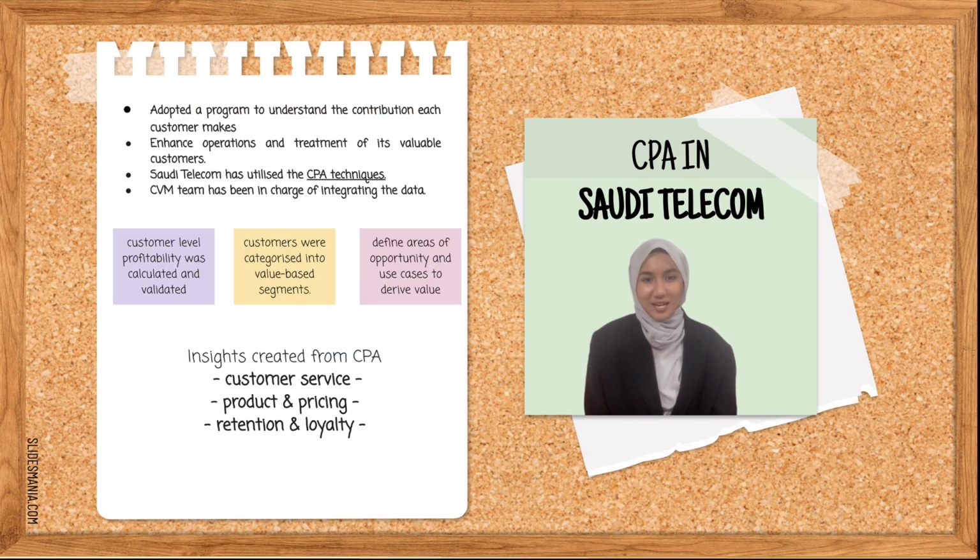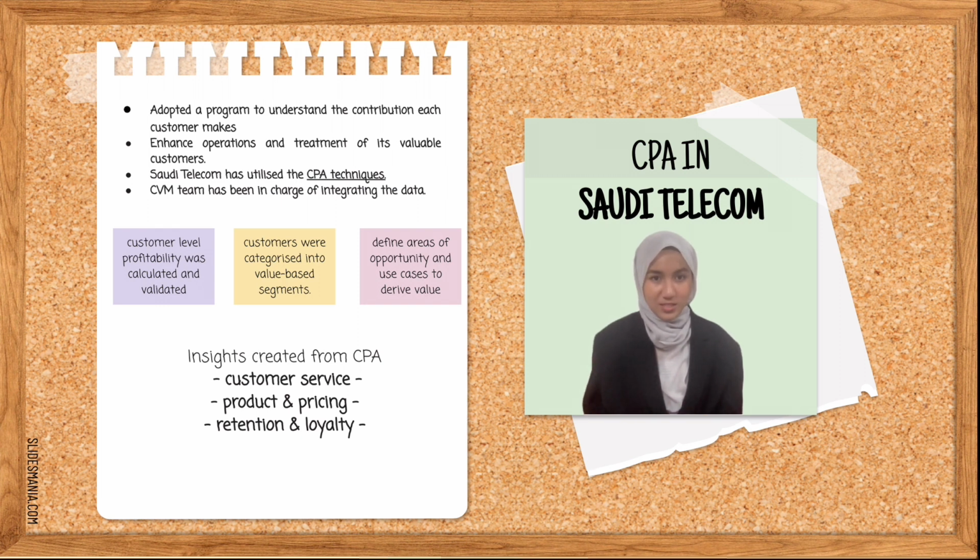Next, to further discuss the topic of customer profitability analysis, we have chosen Saudi Telecom because Saudi Telecom has adopted the CPA program to understand the contribution each customer makes in order to enhance operations and treatment of its truly most valuable customers. This program helps Saudi Telecom to make decisions to increase customer value consistently and proactively decrease the number of unprofitable customers. The aim of the program is to significantly reduce the cost per customer while increasing profits with smart planning.